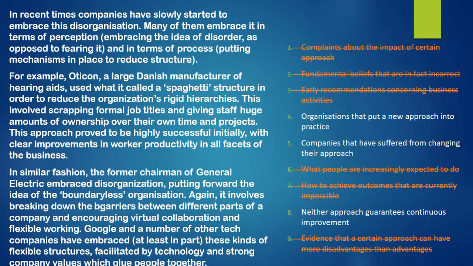This is a lengthy paragraph, and this says that in recent times, companies have slowly started to embrace disorganization. Something different. They embrace it as opposed to fearing it, and also, in terms of process, put mechanisms in place to reduce structure. This paragraph also gives an example of Oticon, a large Danish manufacturer, which used a different approach called spaghetti structure. It scrapped formal job titles and gave staff huge amounts of ownership. It also talks about the former chairman of General Electric, and about Google and a number of other companies that have embraced these kinds of flexible structures.